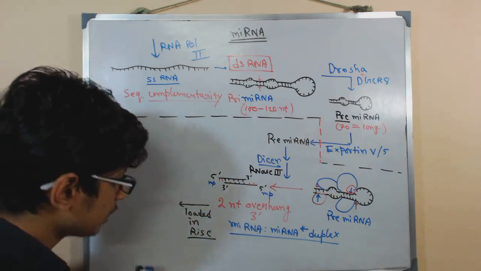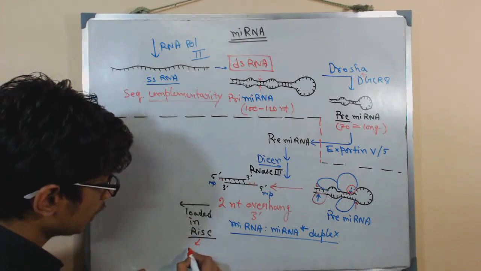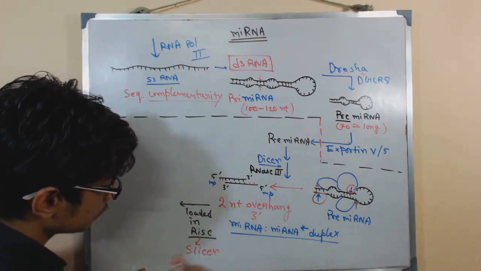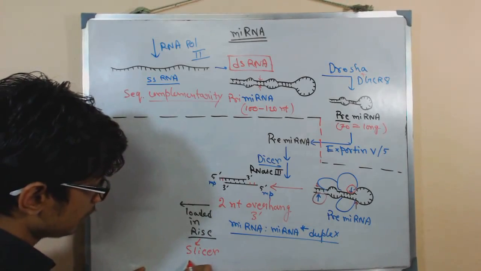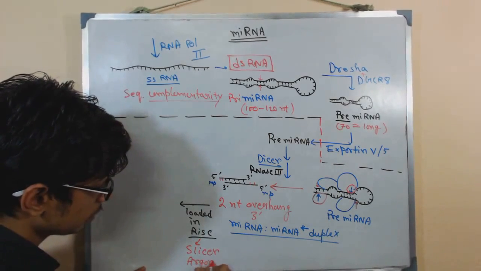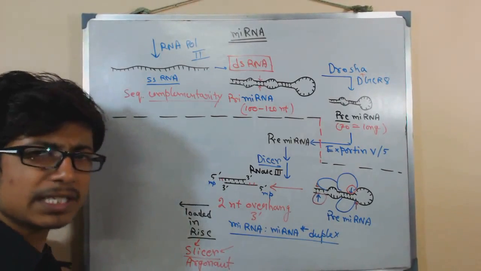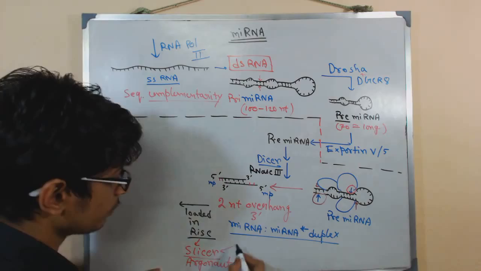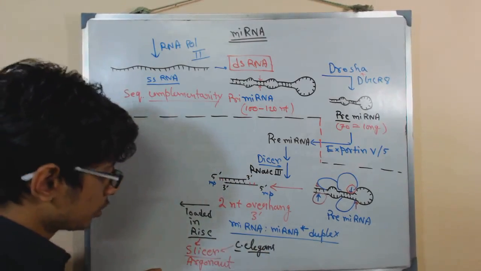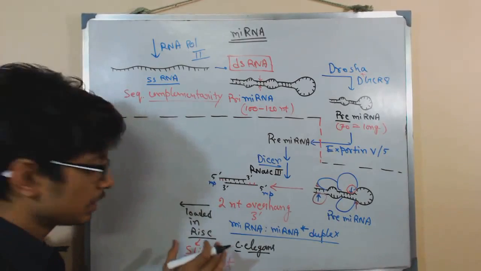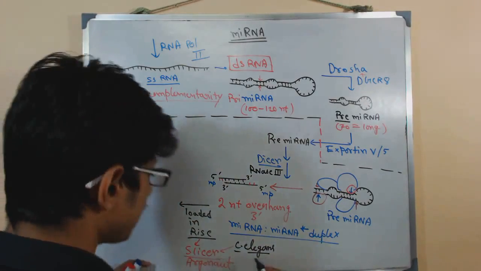And what does the RISC consist of? The RISC consists of, we all know, the protein called slicer, right? And it also consists of argonaute. Now the name slicer is only found in certain organisms, for example C. elegans. In eukaryotes, there are other enzymes instead of this slicer. Argonaute is already present, and there is a protein called TRN6.